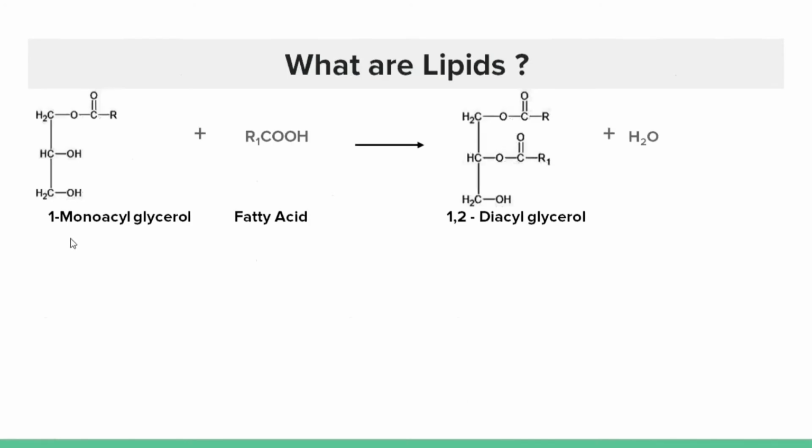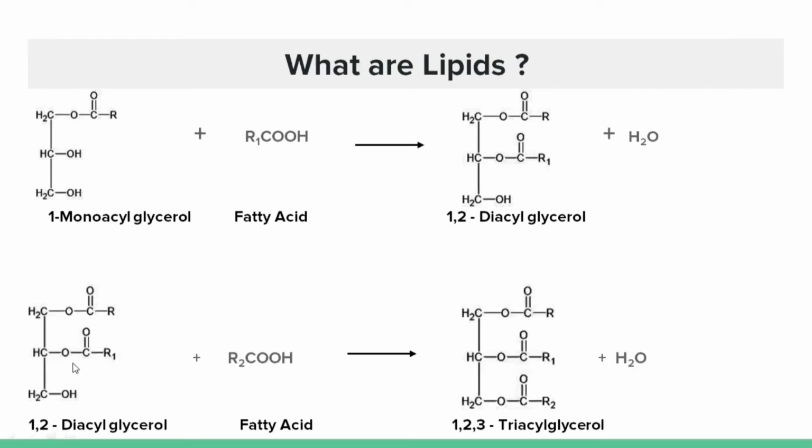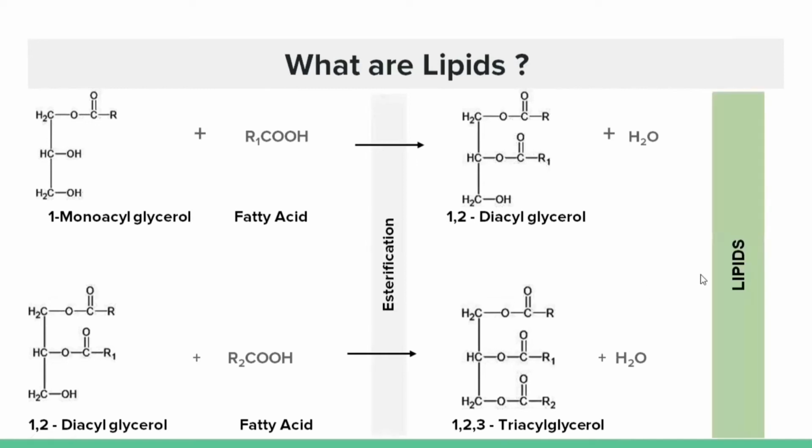Similarly, when monoacyl glycerol reacts with another fatty acid, diacyl glycerols are formed, and when diacyl glycerol reacts with another fatty acid, triacyl glycerols are formed. Since glycerol is carrying three acyl groups of three fatty acids, it is known as triacyl glycerol. All of these are esterification reactions, and these are simply the lipids. Now we have understood lipids and phosphate group. Let's come back again to phospholipids.